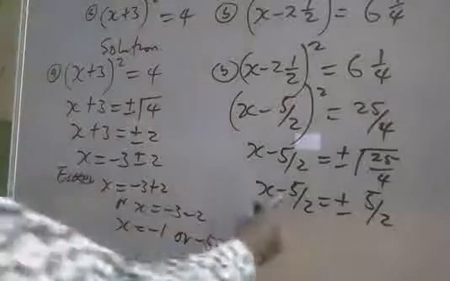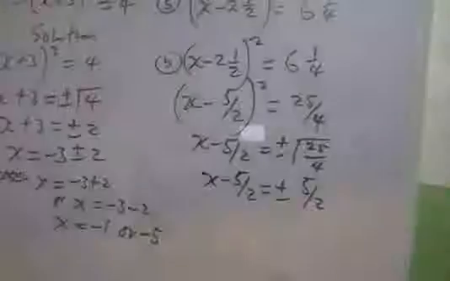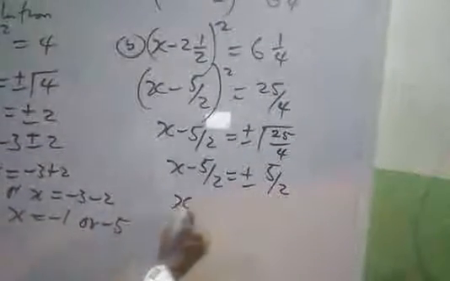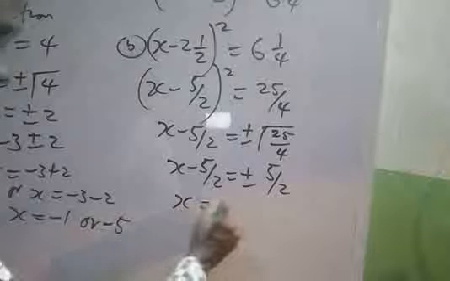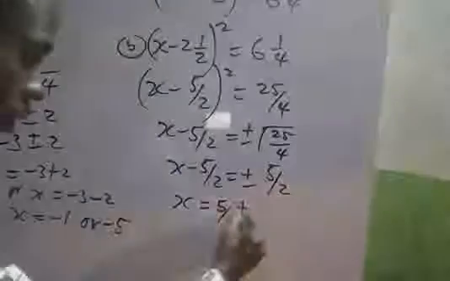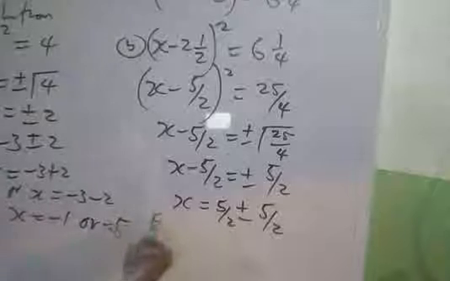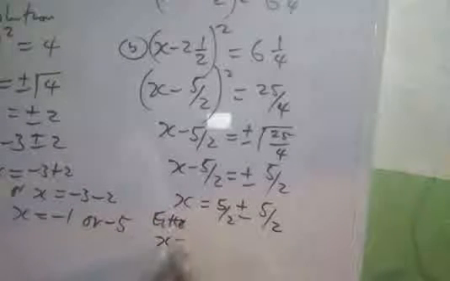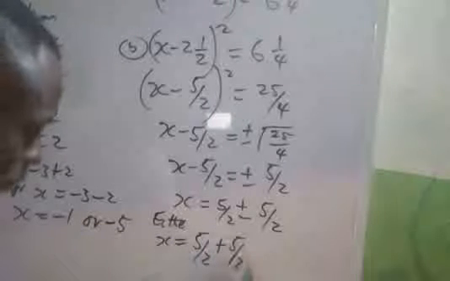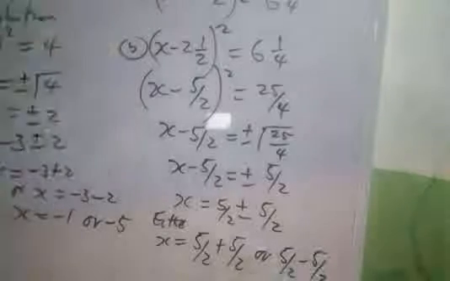So if I take minus 5 over 2 to the other side, I will have s will be equals to 5 over 2. It's minus here, become plus or minus 5 over 2. So it's either s is equals to 5 over 2 plus 5 over 2 or 5 over 2 minus 5 over 2.